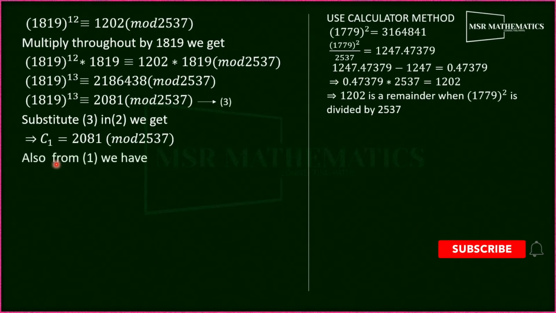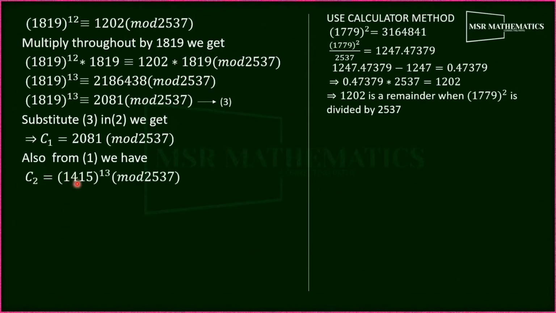In the similar way, we have to find C2. So from equation 1, we get a C2 as 1415. Here M2 is 1415. So M2 is 1415 power e value is 13 under modulo 2537. So next we have to do the procedure as before. Here we have to find the remainder value for 1415 power 13. So this is a greater value. So we have to apply calculator method here also.